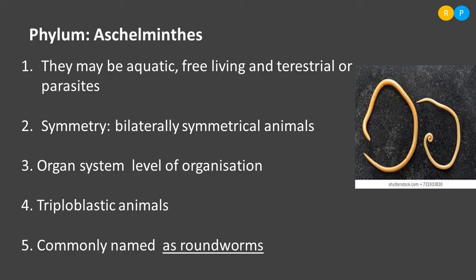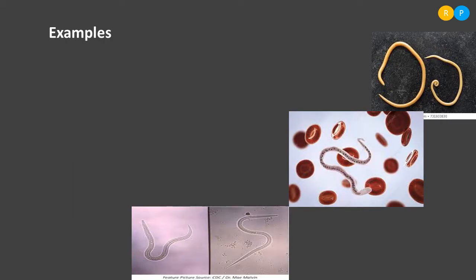Then as I told you, these organisms are commonly known as what? Roundworms. Why are they known as roundworms? Yes, because of their characteristic shape. They are cylindrical, and if you take the cross section, they appear circular in outline, so they are called roundworms. Now here are examples of animals that come under the Aschelminthes.